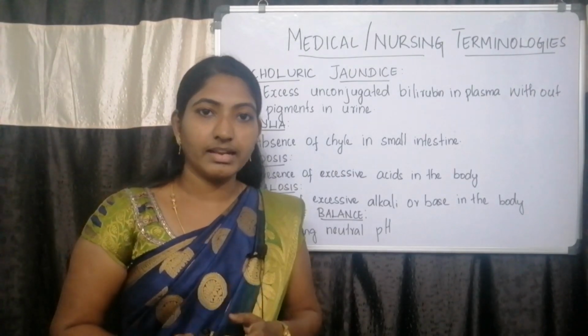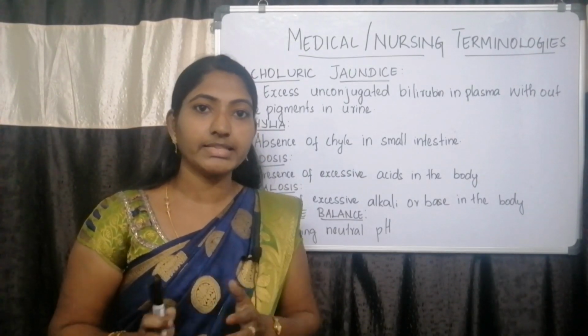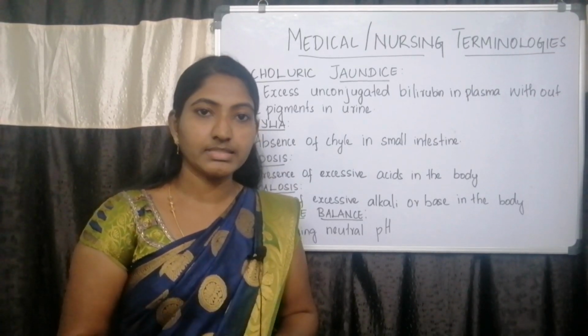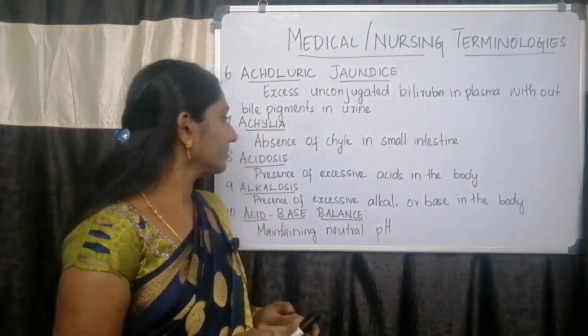The kidneys and the lungs are the organs which help to maintain the normal acid and base levels in the body. If there is any problem to the kidneys and lungs, it may lead to acidosis or alkalosis.